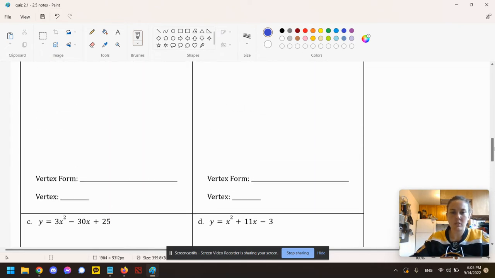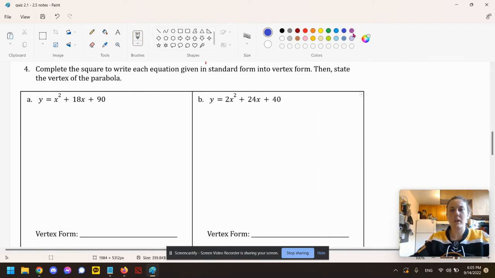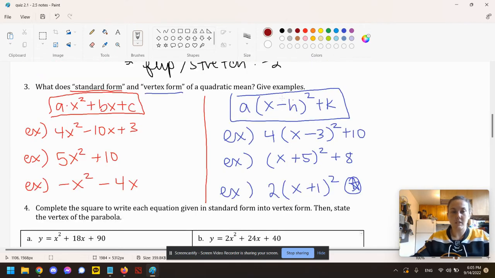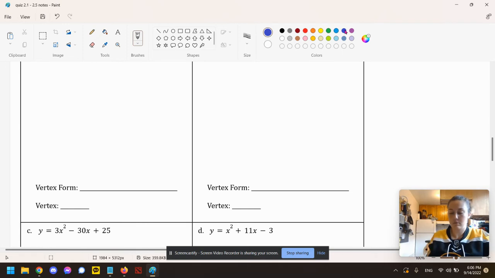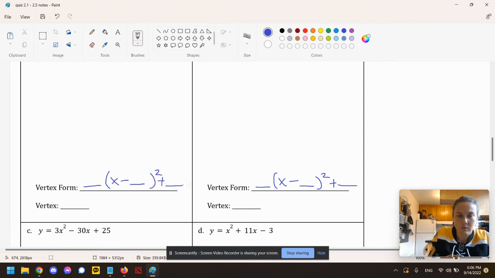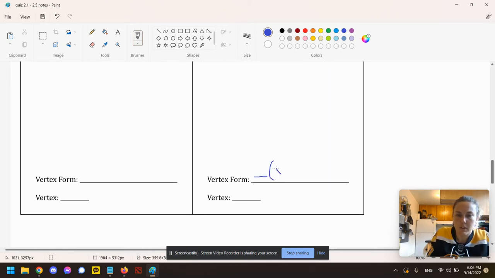Last type of question, not too long. Complete the square to write each equation given in standard form into vertex form, then state the vertex of the parabola. So I give you standard form, that's like this red form. I want vertex form, this blue form. So on my test, I would immediately write in these blanks. I know I want it to look like this. So I'm going to write this in on my answer so I know what my answer should look like.